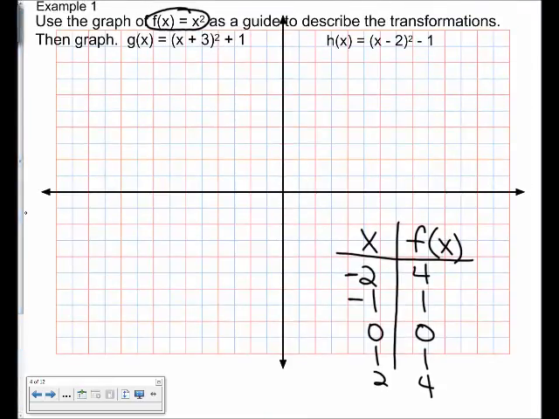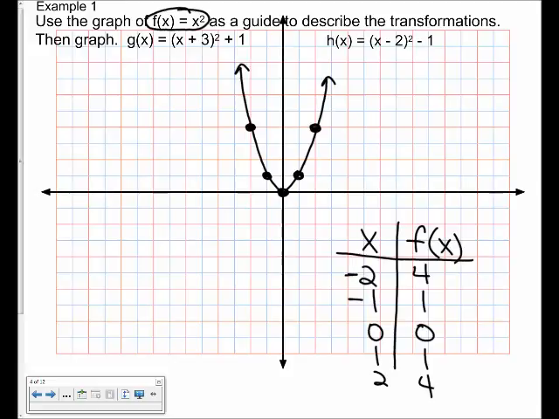So if I were to plot those: (0, 0), (1, 1), (2, 4), (-1, 1), (-2, 4). This is our basic parent parabola. All right, so it looks like a U-shaped curve. All right, so that is the parabola. So get used to graphing that. We're going to graph that a lot over the next couple of weeks.